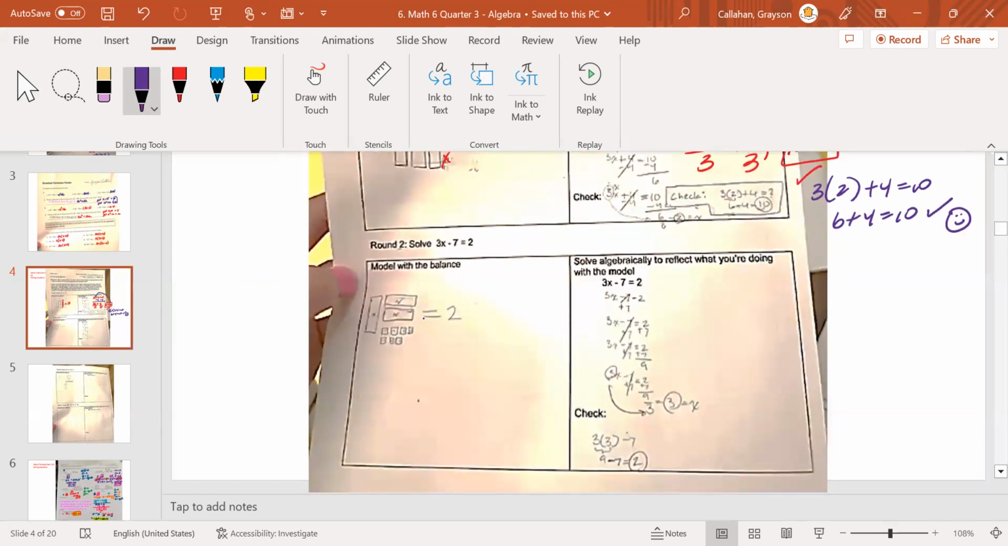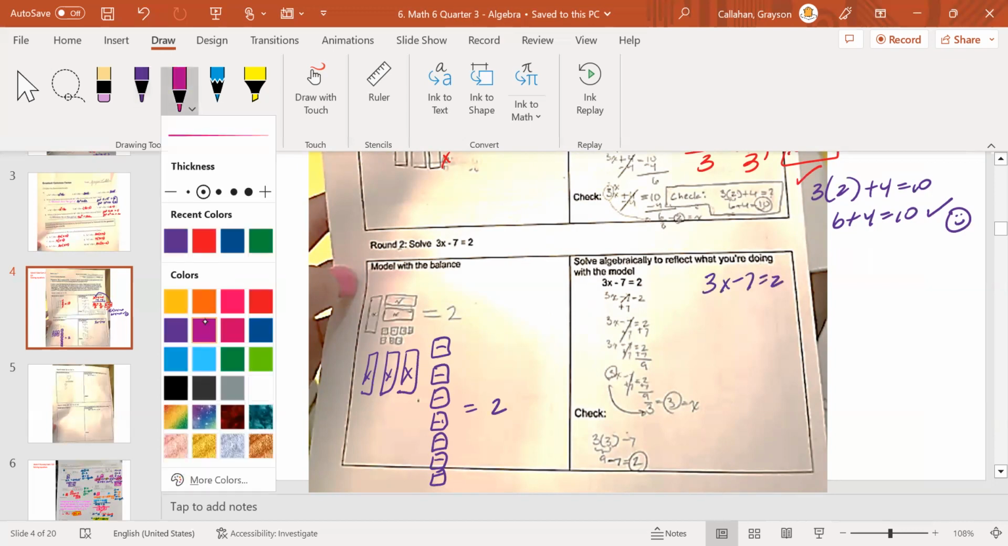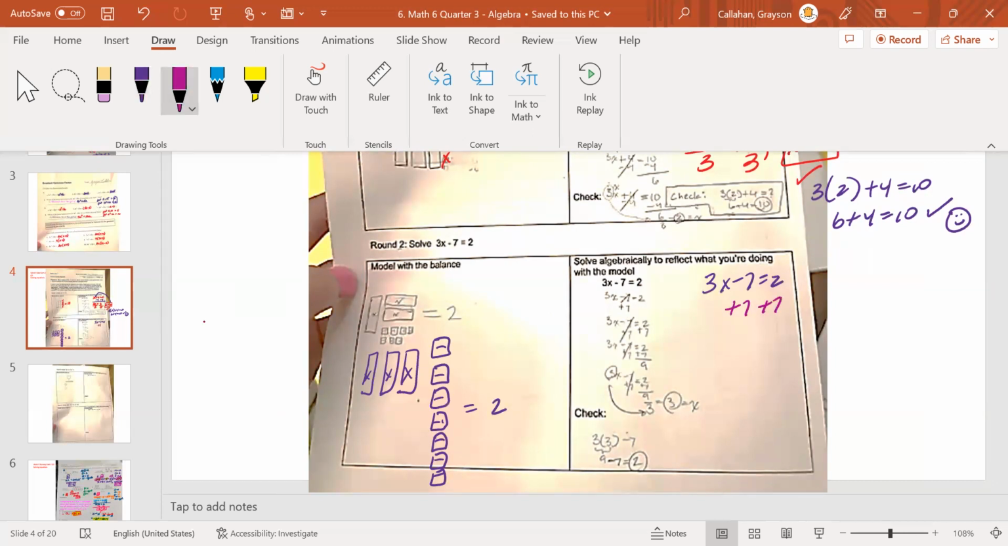All right, next one. Here, you're supposed to have 3x. 3x is 3 rectangles, so you can write your rectangles however you want. And then you see how it's minus 7? 1, put a minus. 2, 3, 4, 5, 6, 7 equals 2. Do you see that? 3x minus 7 equals 2. The way that we do this is the opposite of a minus 7 is a plus 7. So when you add that on both sides, this part cancels. Bring down the 3x. 2 plus 7 is 9.